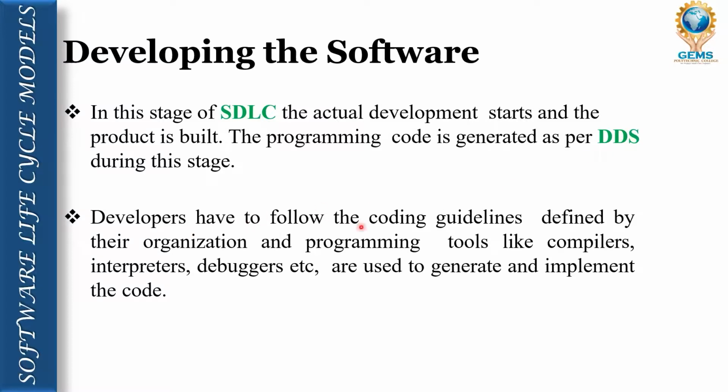Developers have to follow the coding guidelines defined by their organization and use programming tools like compilers, interpreters and debuggers. Once they start developing the software, they have to follow some guidelines. Guidelines means each programming language has some code guidelines, rules or regulations, which are defined by the organization or programming tools. A compiler is like a translator, and interpreters, debuggers, etc. are used to implement the code. So development is started.